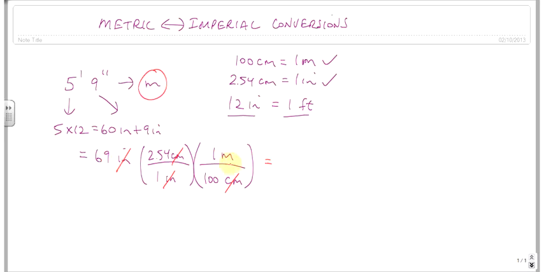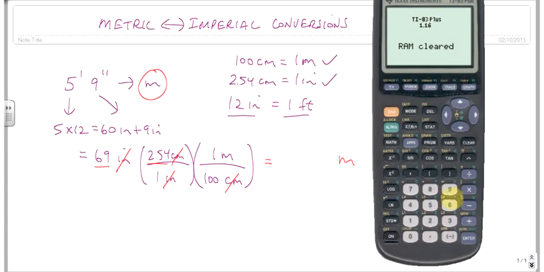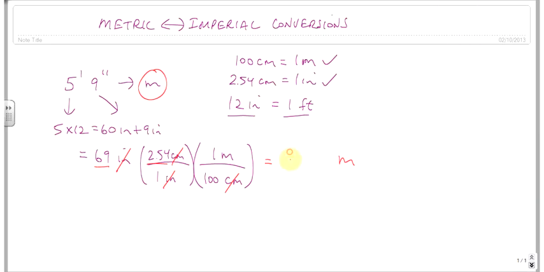So, how do I put this in my calculator? Knowing that my units are okay, all the numbers on the top we multiply, and all the numbers on the bottom we divide. It doesn't matter what order we do this in. So I have 69 on the top times 2.54 on the top, divided by 100 on the bottom, is 1.7526 meters.